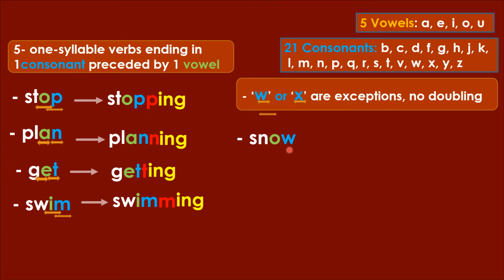So snow ends in a W, which is a consonant preceded by the O, which is a vowel. But in this case, I don't double the W, I just add ing.